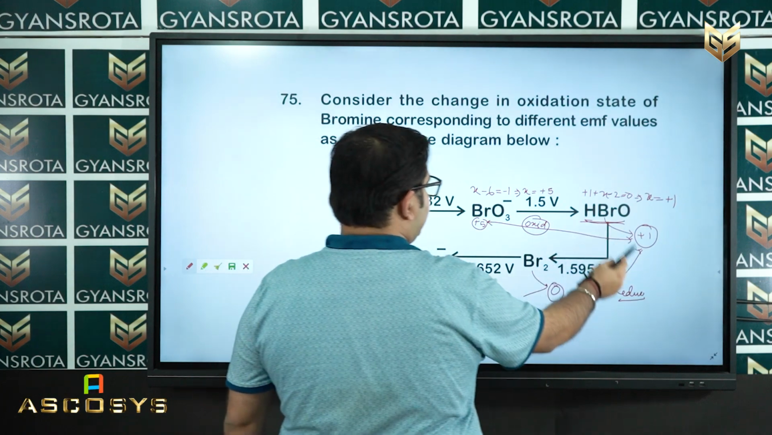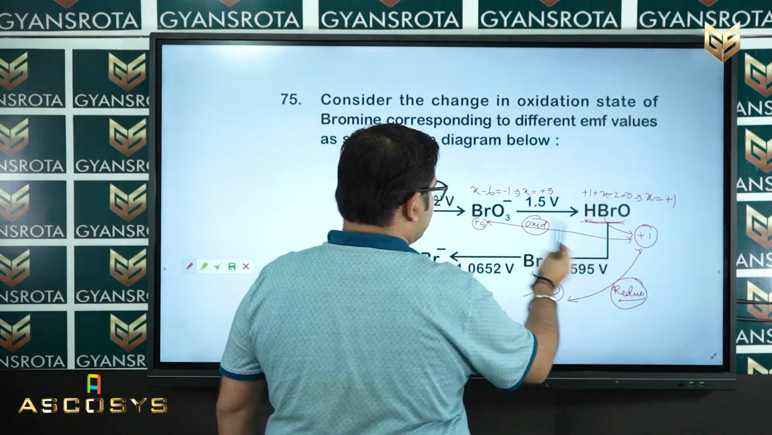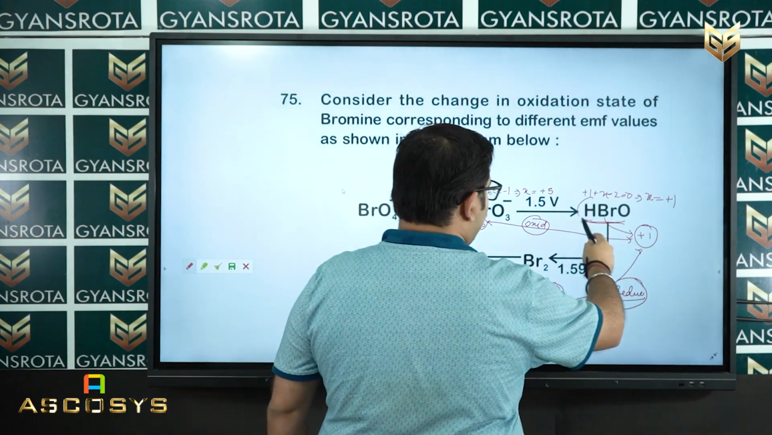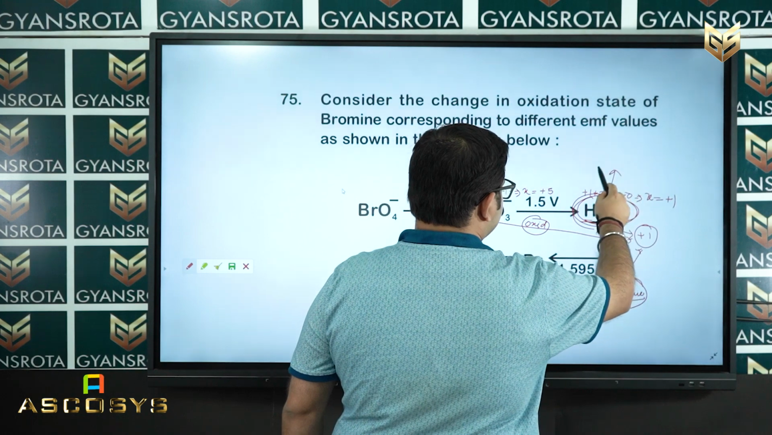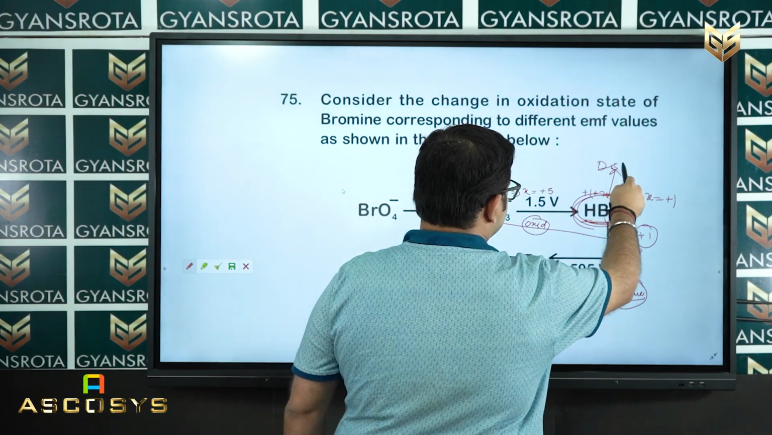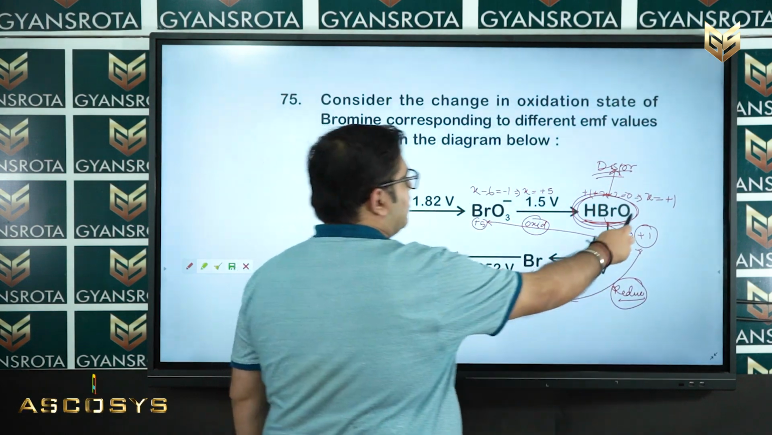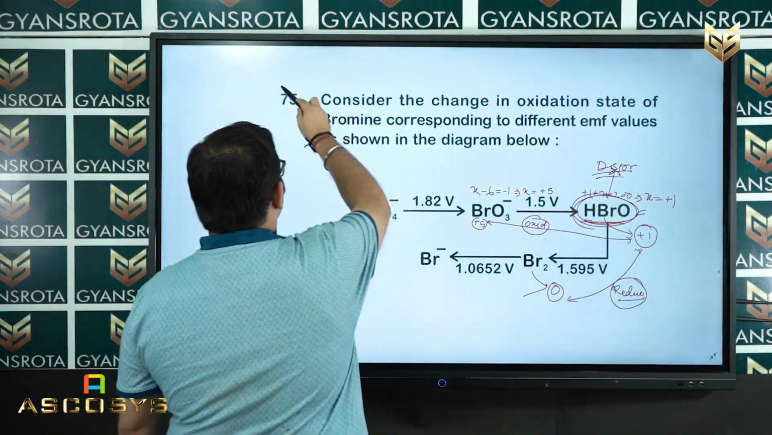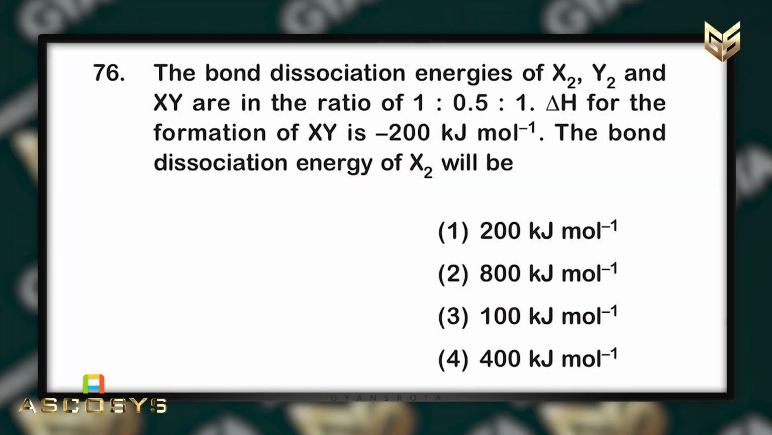So here the bromine undergoes reduction, and in this other process the bromine undergoes oxidation. So this HBrO acts as the disproportionation species. So HBrO is the correct option of this question 75. Now question number 76 is on the screen.